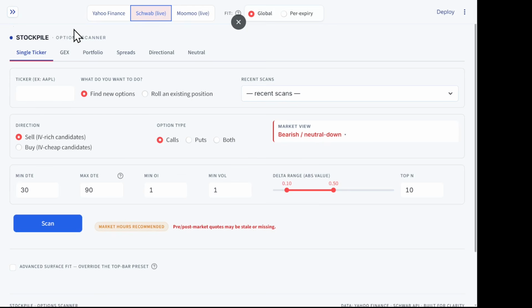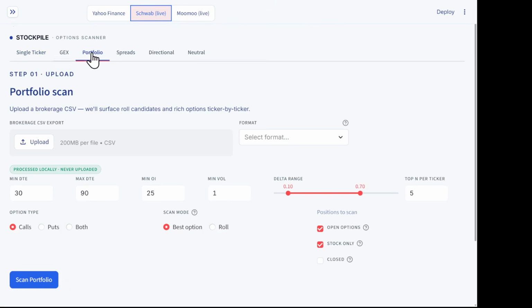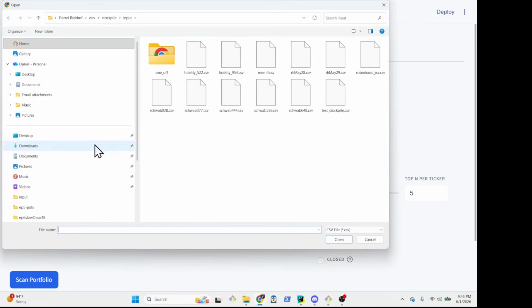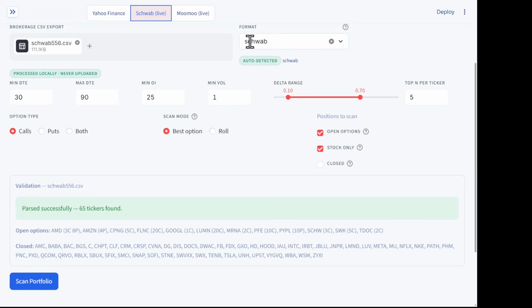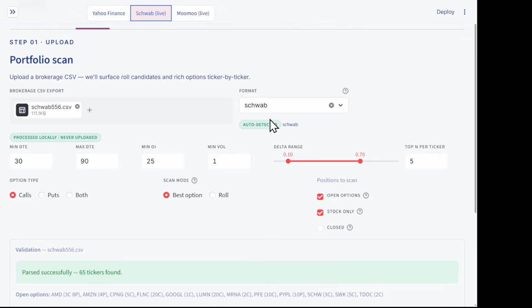The third and final way we'll find puts to sell is by looking at a broker transaction log. This is a scanner feature, not Claude. So go to the portfolio tab right here. Upload one of your broker's transaction log CSVs, and the scanner scans every position in it. It found 65 tickers. The format is auto-detected, Schwab. The other formats it supports are Fidelity, Robinhood, Schwab, Merrill, and the custom Stockpile format.